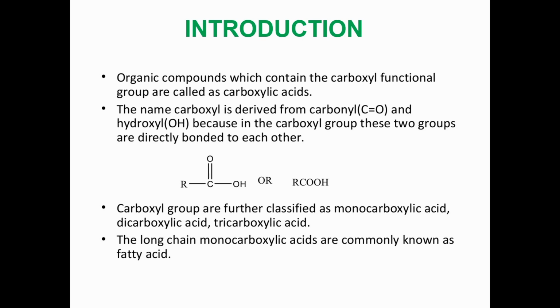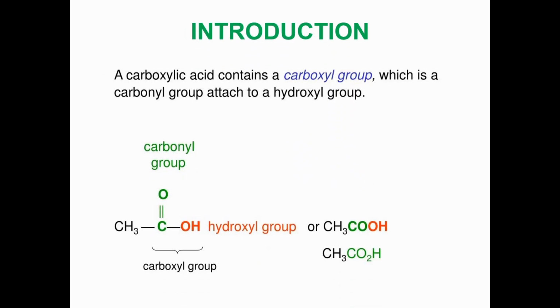Carboxylic acids can also be divided into mono, di, or tri. When there is only one carboxyl functional group in a compound, we call it monocarboxylic acid. We also have dicarboxylic acid, but tricarboxylic acid is available, though not as common as mono and dicarboxylic acids. Like explained in the previous slide, the functional group is highlighted: the carbonyl is in green, while the hydroxyl is in orange color.